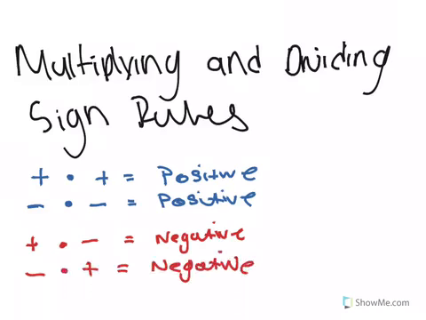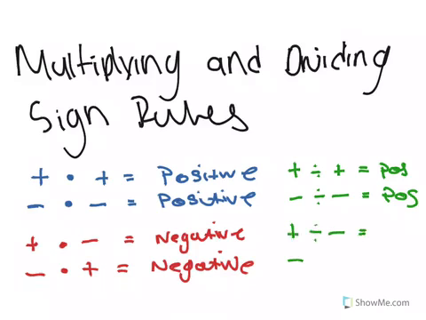And the cool thing is that the same thing applies to dividing. So if you're saying positive divided by positive, that gives you positive. Negative divided by negative, that gives you positive. A positive divided by a negative, or a negative divided by a positive, both gives you a negative. Okay, so let's look at a few examples.